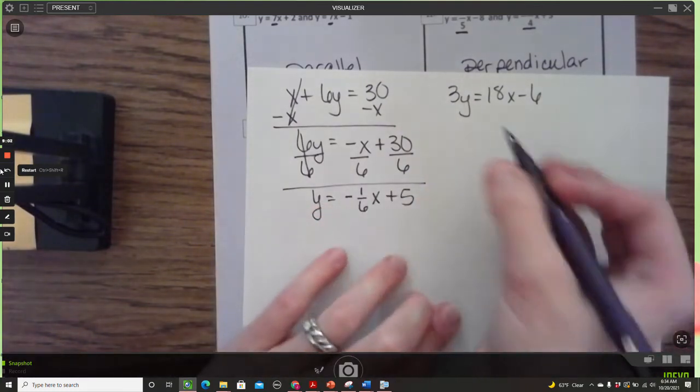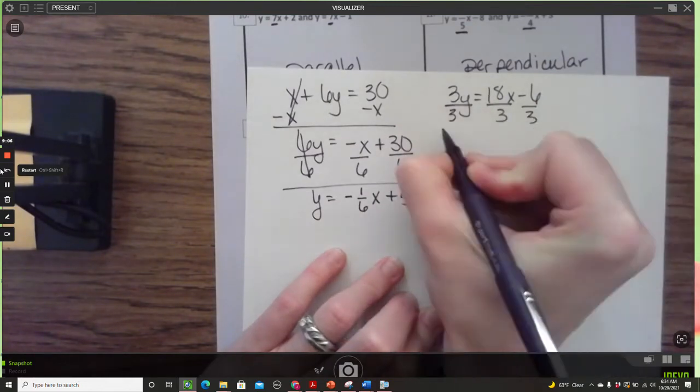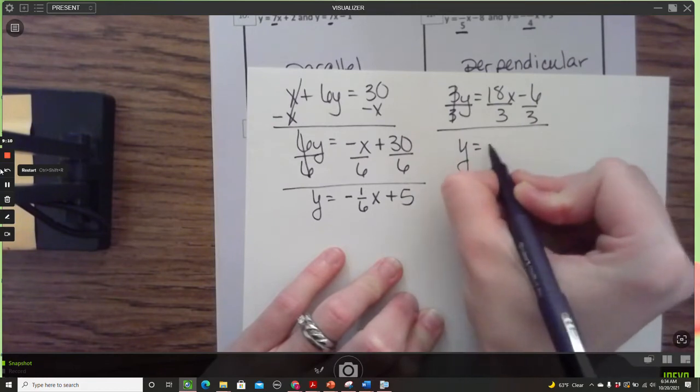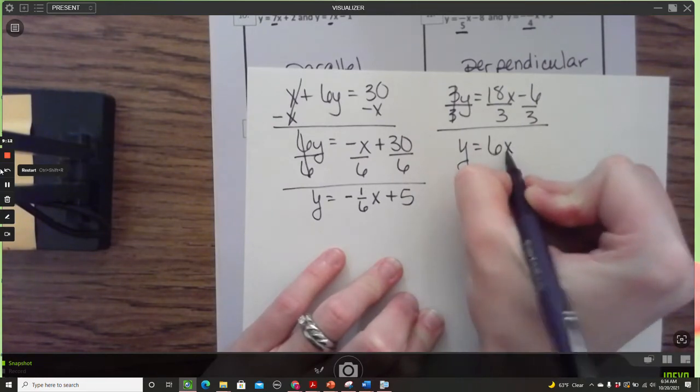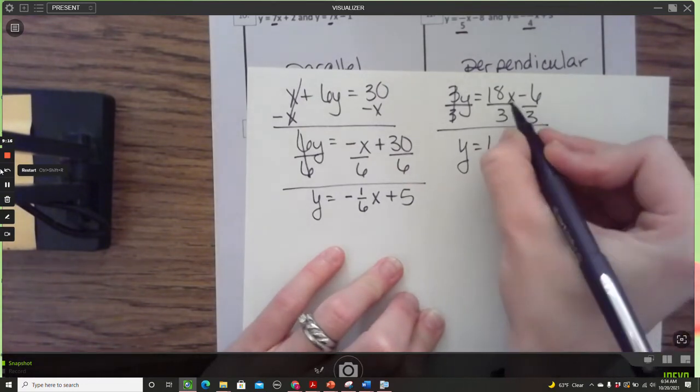On this one, all I have to do is I just need to get rid of this coefficient of 3. So I'm going to divide each term by 3. So 18 divided by 3 is a positive 6. Tack on the x. 6 divided by 3, negative 2 because of that sign.